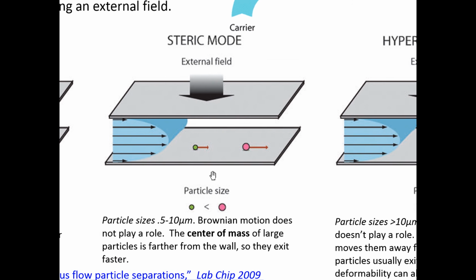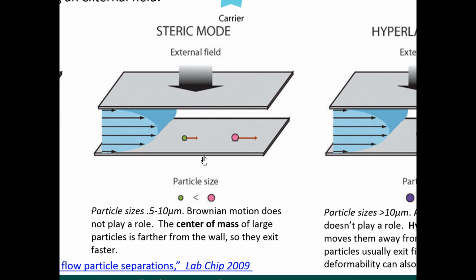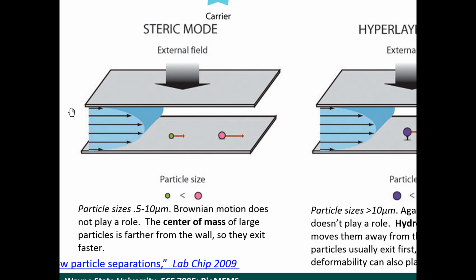In the steric mode, this is for particle sizes about half to 10 microns. Brownian motion plays less of a role, or doesn't play a role. And in this case, the center of mass of large particles is farther from the wall, so they exit faster. All right, so this is what we were talking about earlier. Larger particles have a center of mass that's, when they're both pushed up against the wall, further away from the channel wall. So the larger particles would travel faster through the channel than the smaller ones would. There's no bifurcation in this case. All it is, you can separate based on the fact that the larger particles travel faster than the smaller ones.